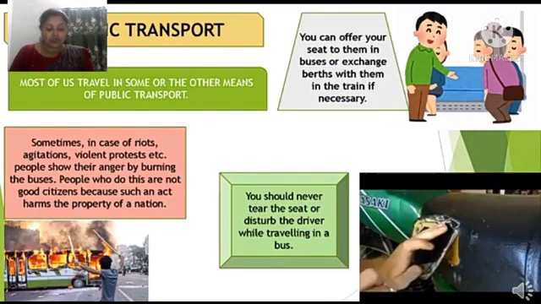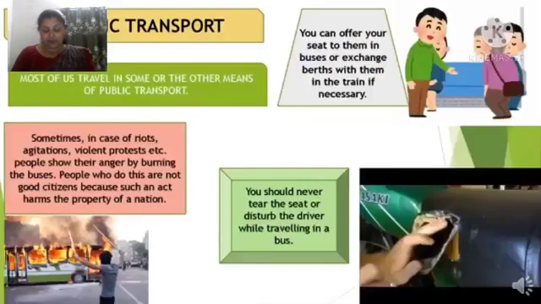Most of us travel. One question: how do many of us travel, children? Most of us travel by some means of public transport. Early in the morning, some parents come to the school and leave their children on their own, but some of us go by auto, by van, or some other means of transport, by bus.